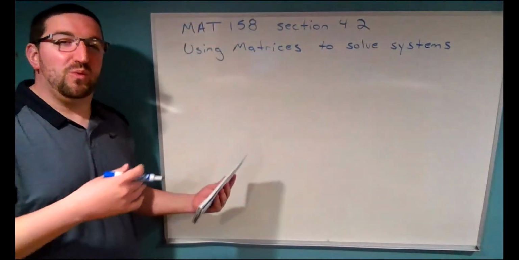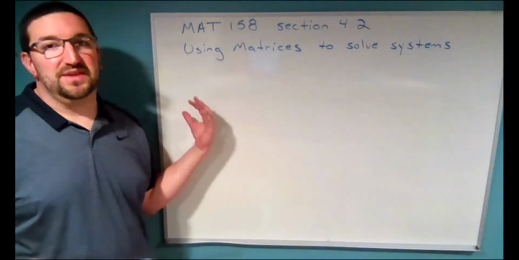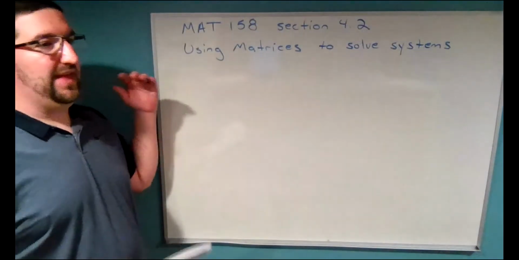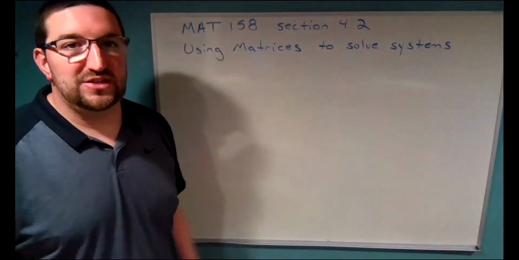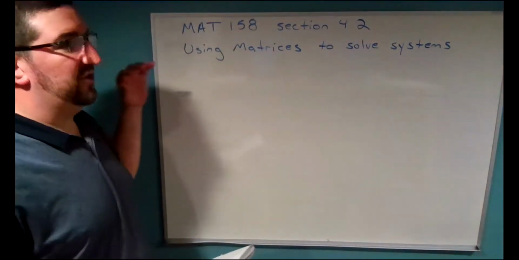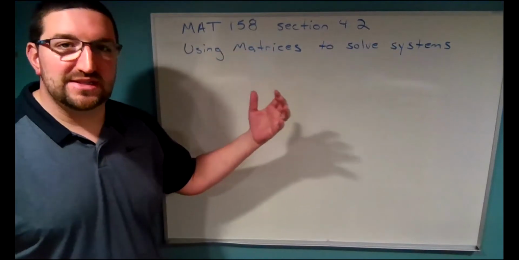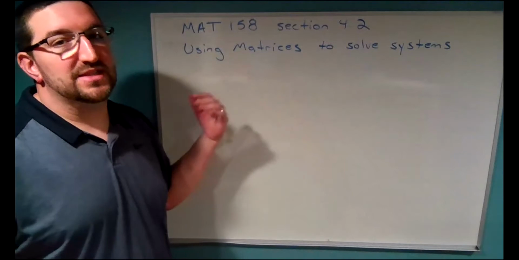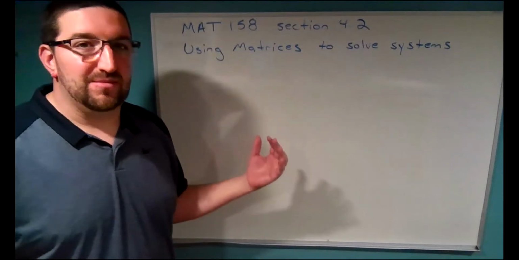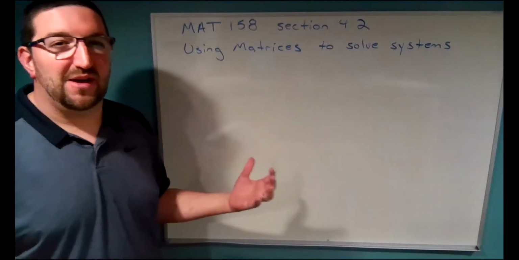In section 4.1, we used the elimination method to solve systems. That is great for two variables, two equations. But when you have larger systems, more variables, more equations, it's pretty much near impossible to solve them by hand.